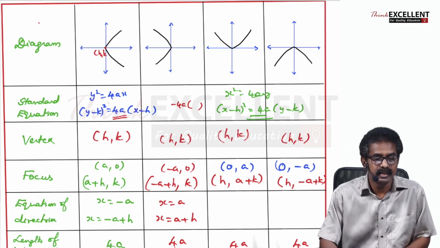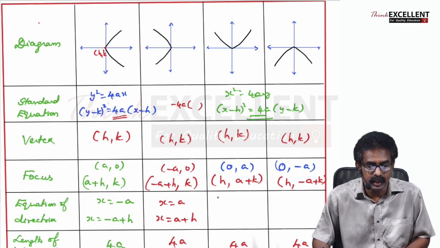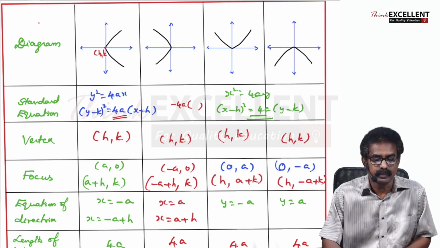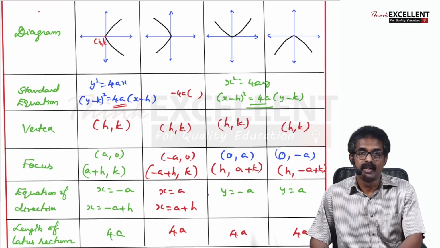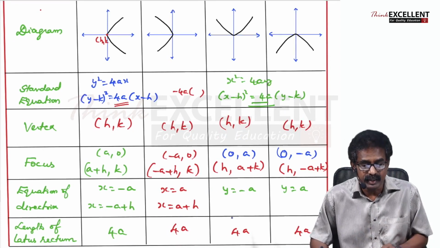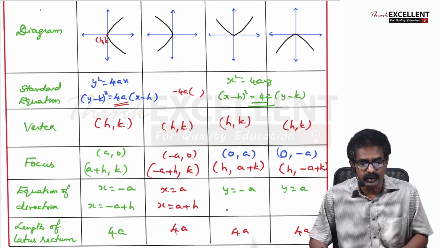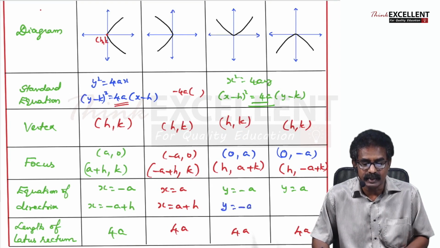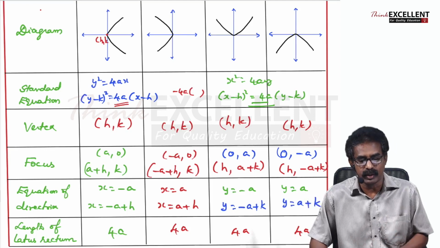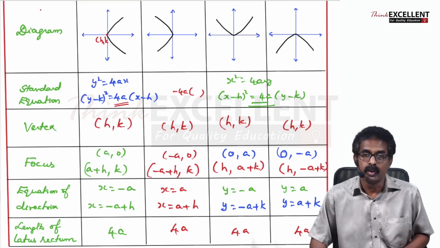Equation of directrix, when the vertex is 0, comma 0, it is y equal to minus a and y equal to plus a, right? But now the vertex is what? H, comma k. So for x value, add h. Y value, add k. This is y value, y equal to minus a. So you have to add k, minus a plus k. Here y equal to a plus k. Why we are adding k? Because it is y value. So remember h, comma k. For x, you add h. For y, you add k.